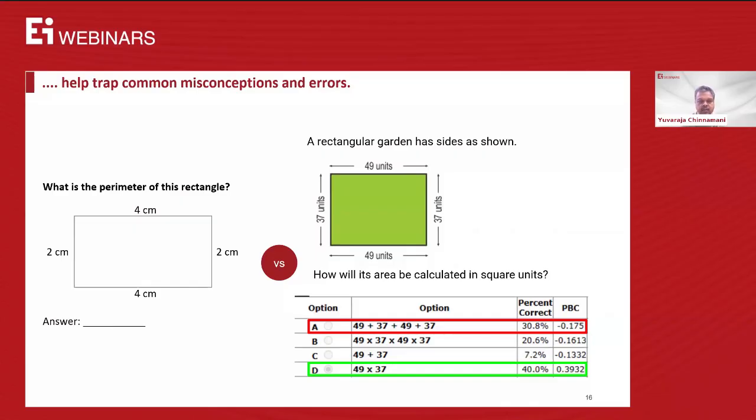This is a classic case of procedural versus conceptual. Students can calculate a perimeter, but struggle to define what a perimeter is. So here is the takeaway. The first question tests calculation. The second reveals misconceptions. And that's where real learning happens.